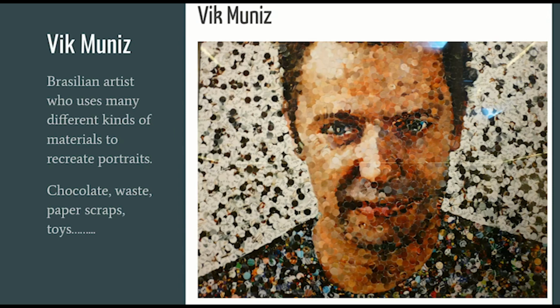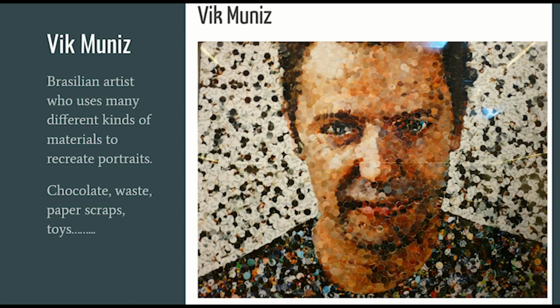So our next artist, Vic Muniz, is really famous for creating photographs with lots of different materials. I think I first saw his work at the Henry Art Gallery, where he was doing portraits out of chocolate, like he had Freud out of chocolate. It was like chocolate syrup that he would draw with and then take a photograph of it. And he had all these different people made out of foods, and he makes them out of waste and paper scraps and toys.